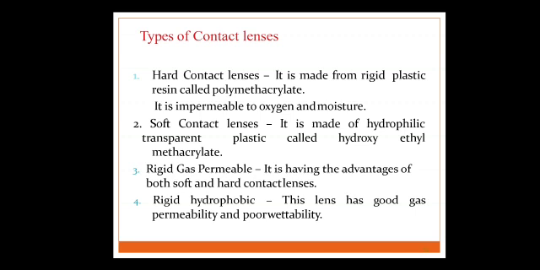Wearers of hard contact lenses generally use two solutions because the lenses are made from a rigid plastic resin called polymethacrylate. It is impermeable to oxygen and moisture. The two solutions used are wetting solution and storage solution. Wetting solution is used primarily for treating the lenses before insertion due to their hydrophobic nature. Hence, the contact lens requires moistening with a wetting agent to make the insertion easy and comfortable.